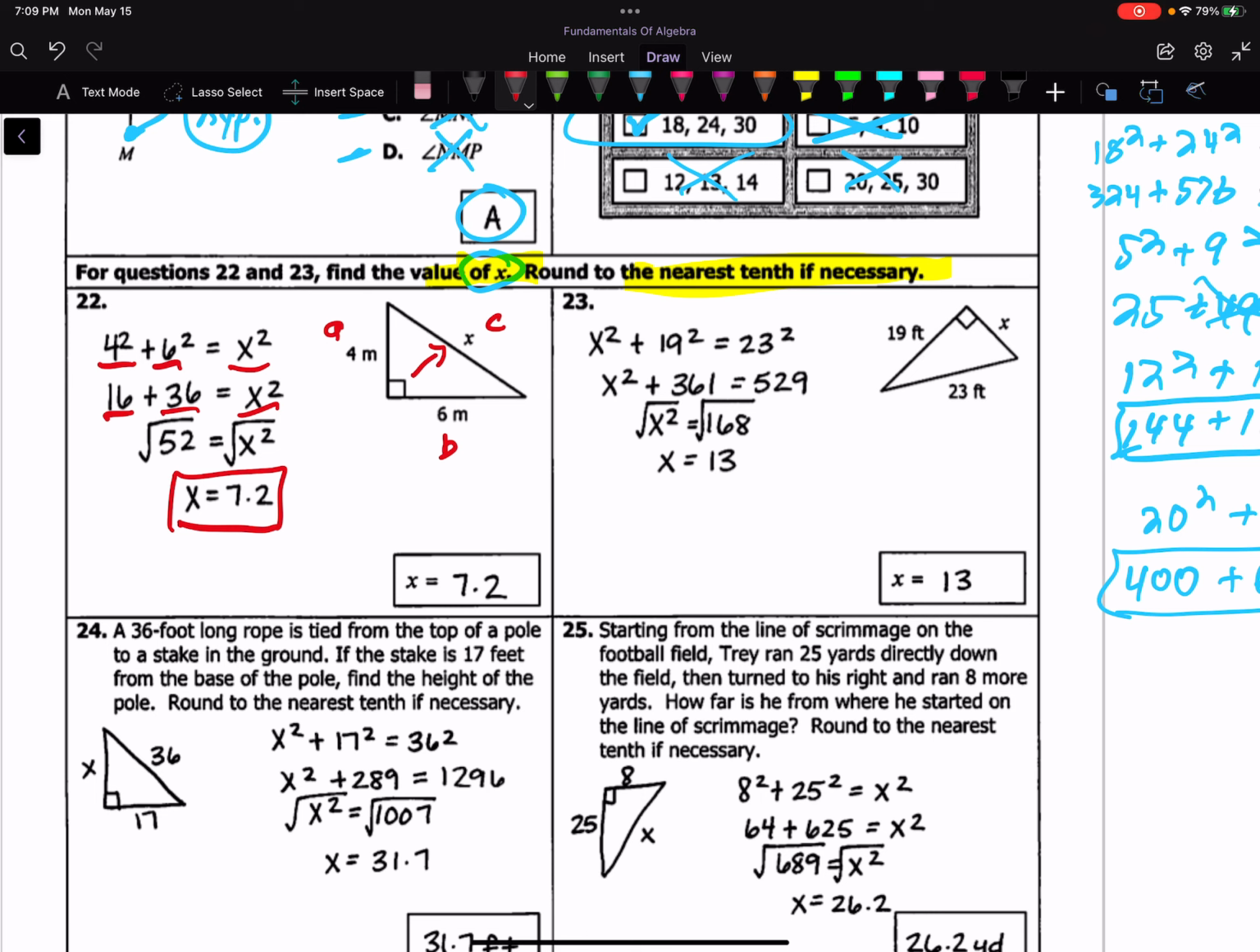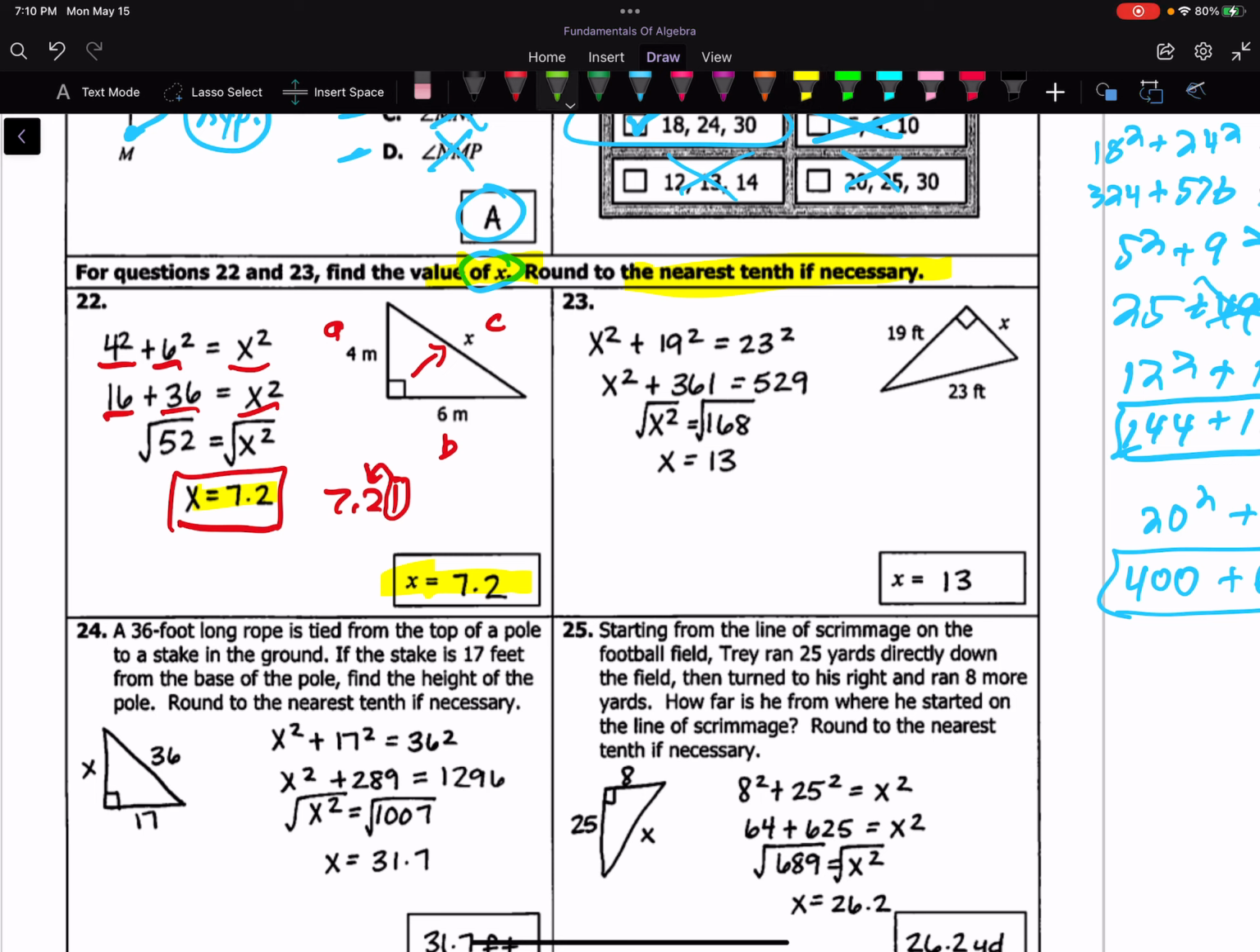Let's do it on my calculator. Square root, 7.2111, and the next digit does not make that number jump up, so we get 7.2 as our answer, 7.2 rounded. How about the next one? Let's take a look at the next one.